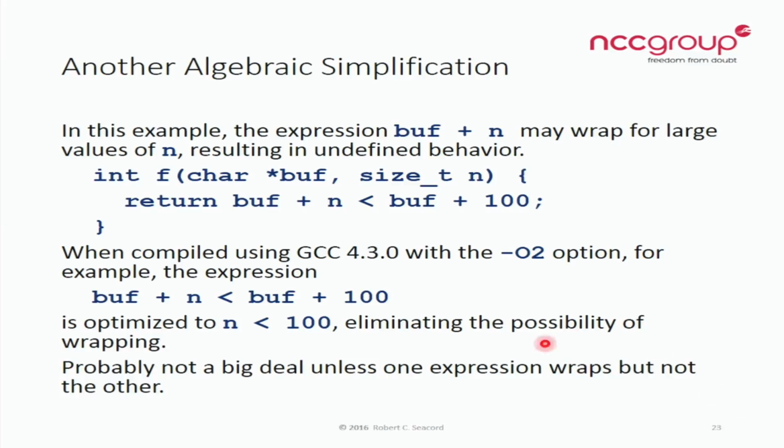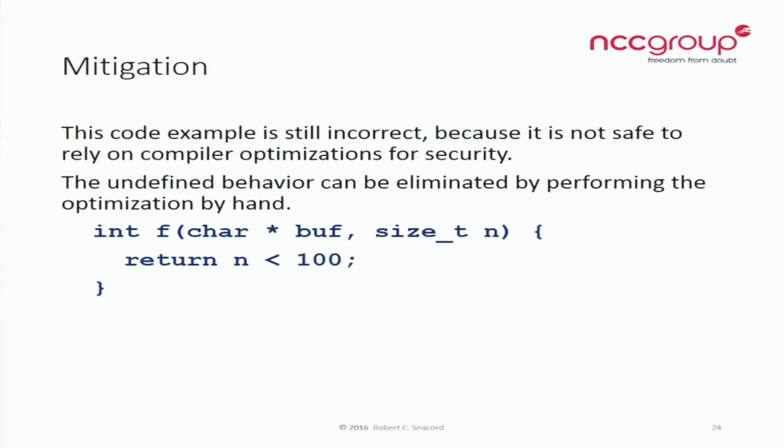But one of the feedbacks I got from the list was, this optimization helps out a lot, right? So an example was, if you look at this expression, buff plus n less than buff plus 100, if you compile this with this particular optimization, this will be optimized to a comparison of n less than 100, eliminating the possibility of wraparound in both expressions. So that's probably not a big deal unless one expression wraps and not the other, in which case you'd get sort of the inverse of the result that you were expecting.